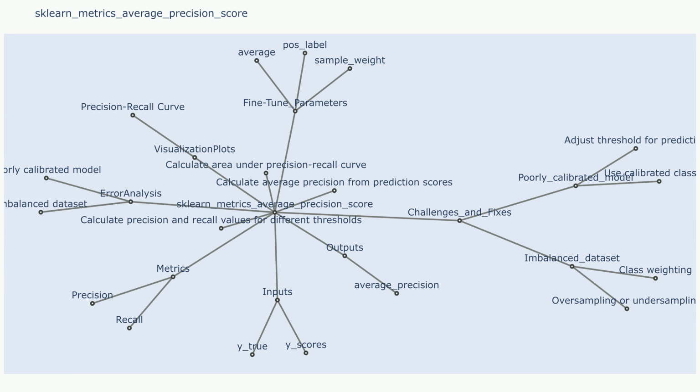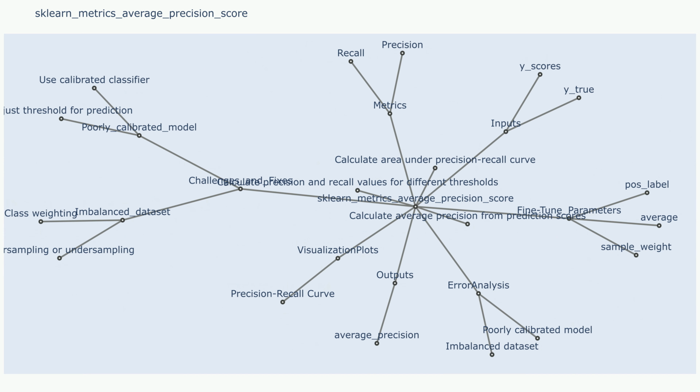Challenge 2: low recall. A low recall score can indicate that the model is not identifying a significant proportion of the actual positive instances, which can be a problem in applications where accurately identifying all positive instances is crucial. Sample use case: a fraud detection system that fails to detect many fraudulent transactions.